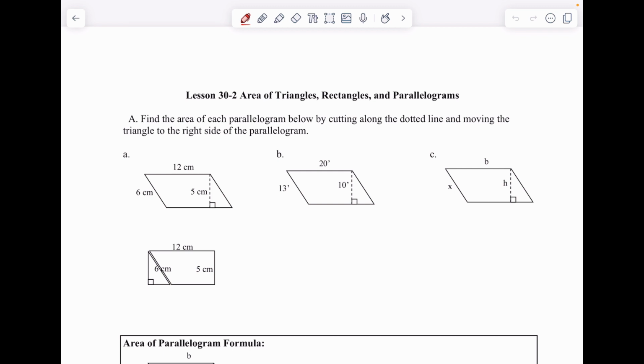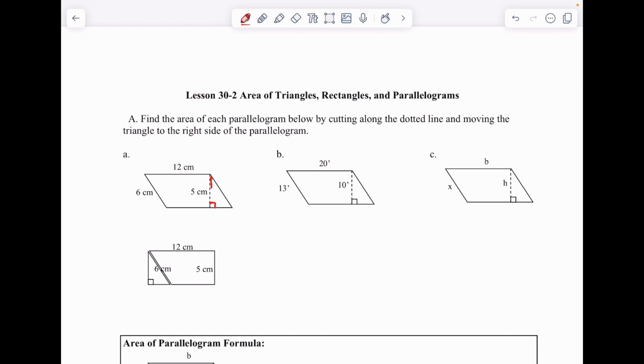So let's get started. In the last video, we found out that we can find the area of a rectangle by multiplying the length times the width. If you notice here, I have a bunch of parallelograms, and we drew a line from the top of the parallelogram to the bottom of the parallelogram so that we created a right angle. And it looks to be a little triangle.